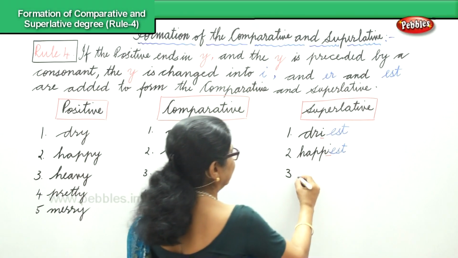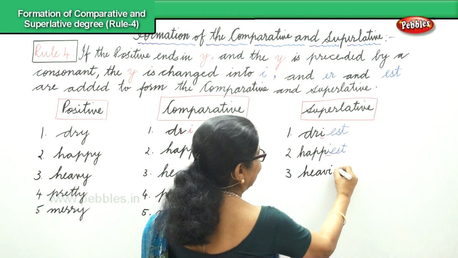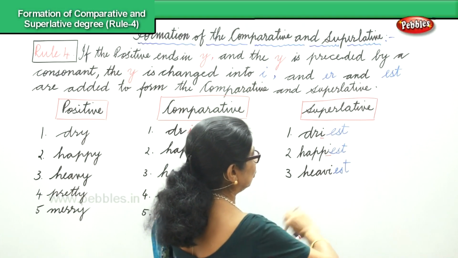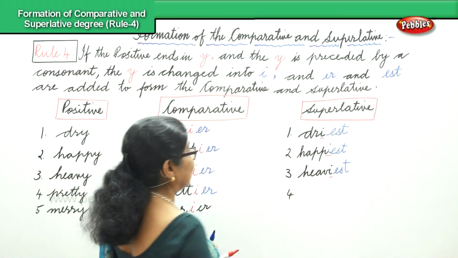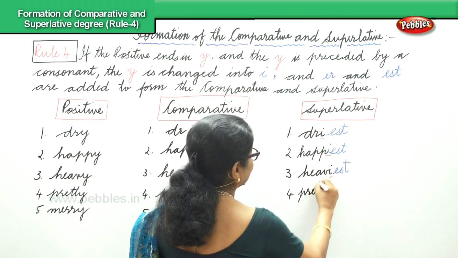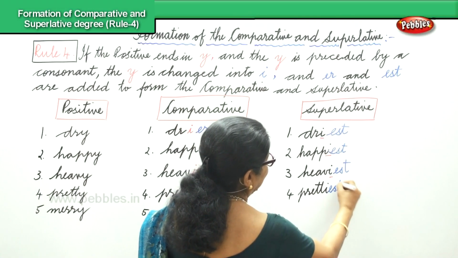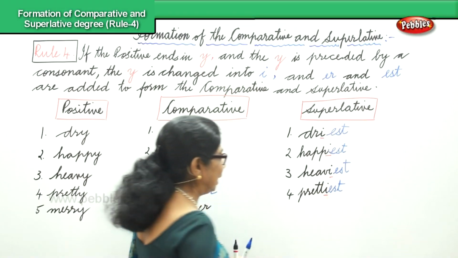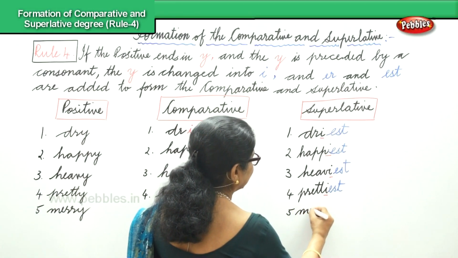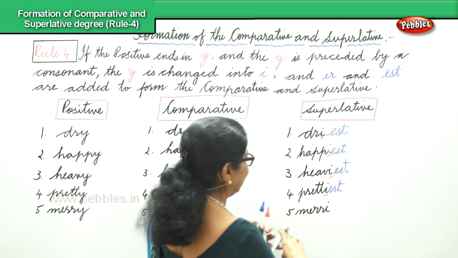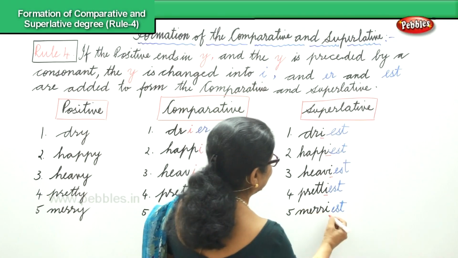Next we have the third one, heavier. I is added and then you add EST. Heaviest. So, I is already there. And the fourth one we have is prettier. So, prettiest. I, EST. And finally we have merrier. Finally we have merriest. And again here, the Y is changed into I.